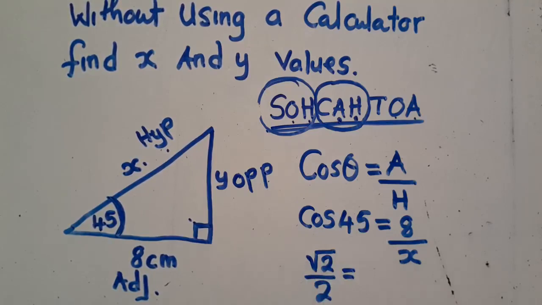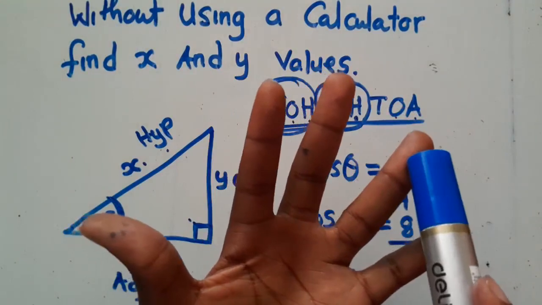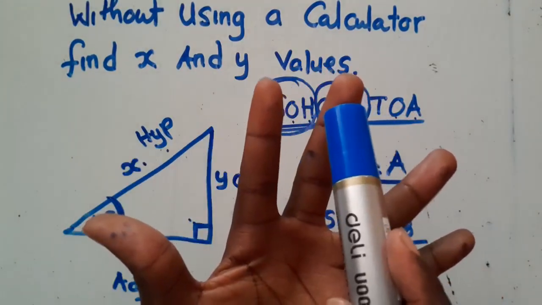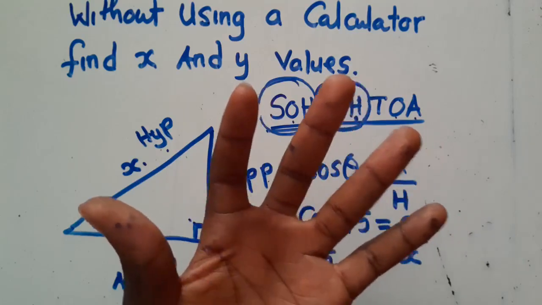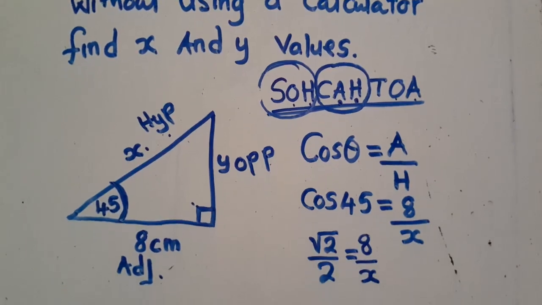Use your fingers like this. Where is 45? 0, 30, 45 is there. For cos, move this side. So 45 is there. How many fingers are left? 2, so it's root 2 over 2. Then I just say 8 over x. You want to find the value of x, so what are you supposed to do?